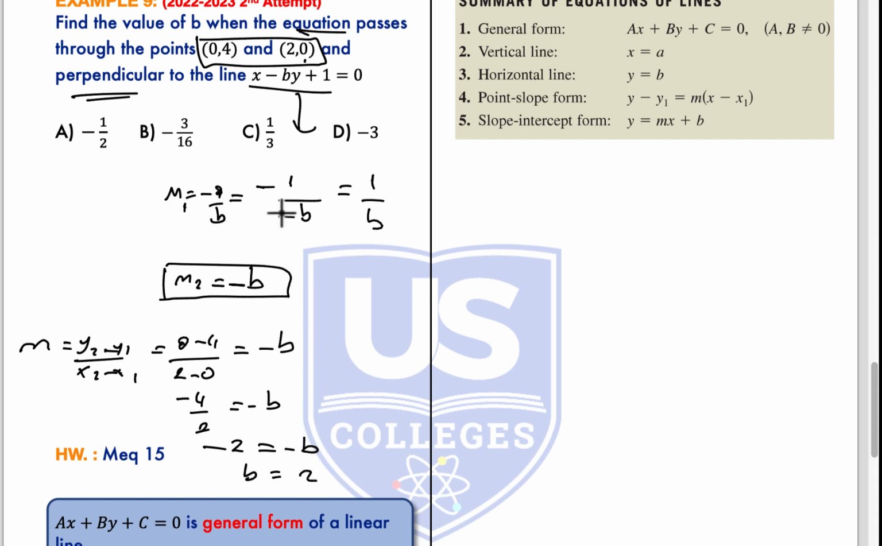I think I made a mistake. Let me recheck it. The slope of this given line is negative 1 over negative b, which is 1 over b. If it is perpendicular, opposite reciprocal, which is negative b, is equal to 0 minus 4 divided by 2 minus 0. Negative 4 over 2, negative 2, b is 2. Maybe there is a typing mistake. I will check this later.